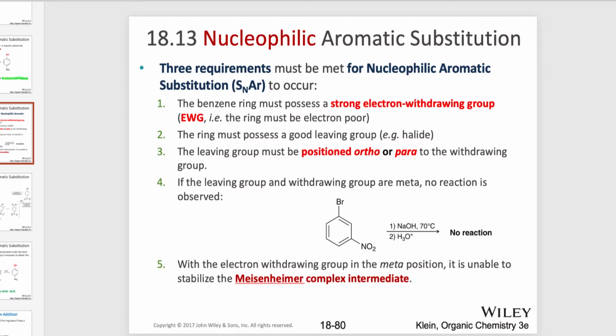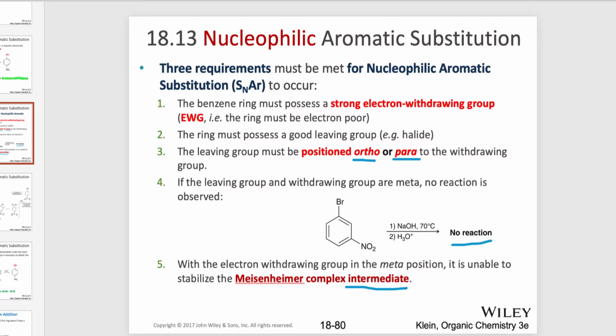The ring also must possess a good leaving group, for example, a halide, and the leaving group must be positioned ortho or para. What happens if the electron withdrawing group is in the meta position? No reaction is observed. Okay, and it has to do with the electron withdrawing group. When it is in the meta position, it's unable to stabilize the intermediate. The intermediate here has a specific name. This is the Meisenheimer Complex.